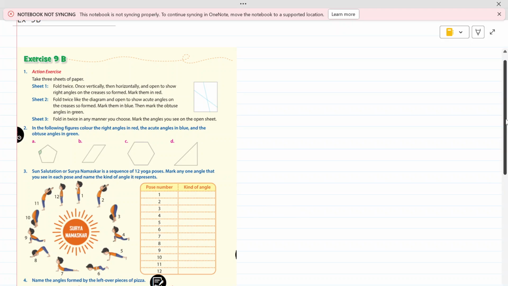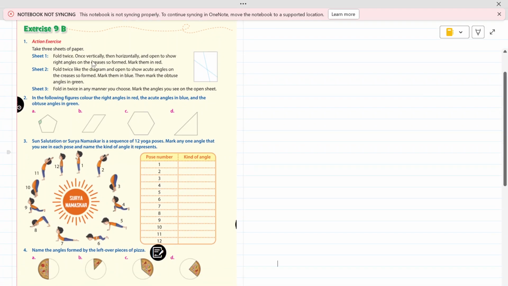Okay, so in 6B, let us go through the first question. It says, take 3 sheets of paper. This is an activity. With sheet 1, we have taken a sheet and we are folding it twice, once vertically. So imagine this is the sheet, we are folding it vertically. Then once we have done that, open it and then fold it horizontally. After this we have to fold it in this direction.